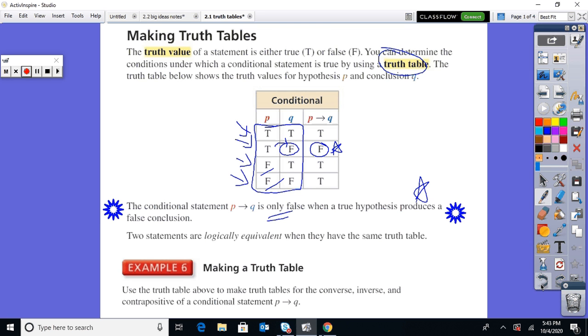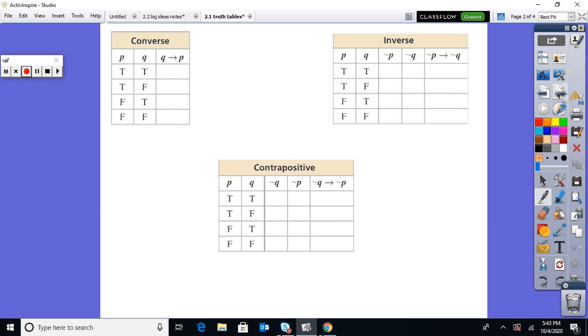All right, so let's make these truth tables here. All right, so a converse. Now what did we do? We flipped. It's Q arrow P. Now, we don't need any more columns because all we need is a P and a Q, and we have that. Again, true, true, true, false, false, true, false, false. Always starting out with that.